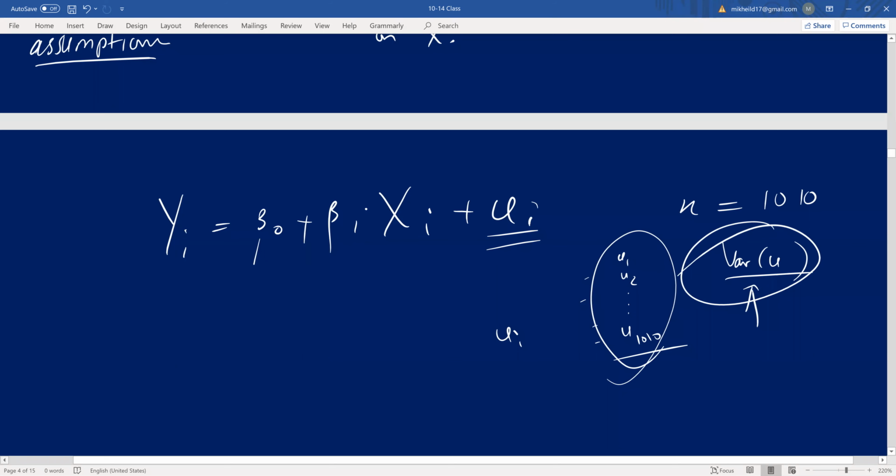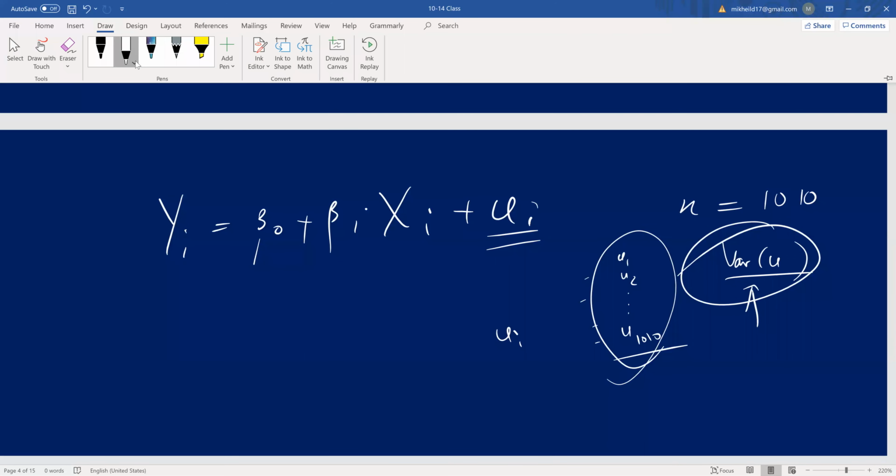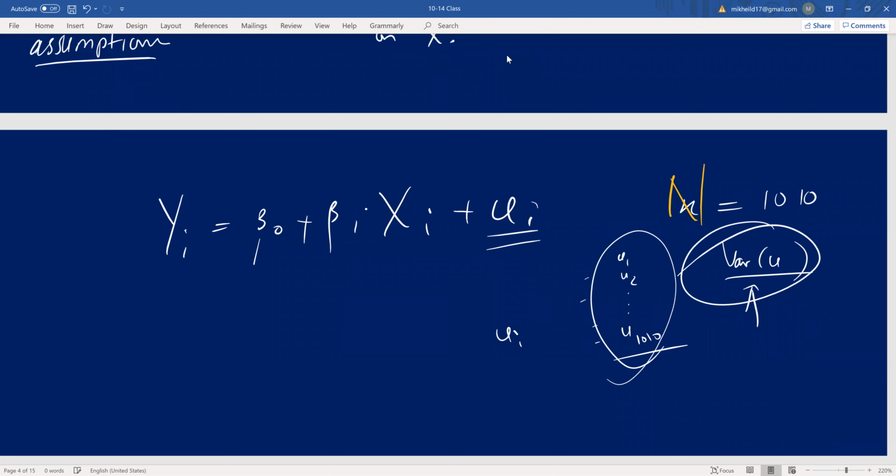So shouldn't that be a capital N equals 1010, representing the population size? I mean, you caught my mistake, but that makes me happy. It should be capital N. I will just fix this. That's a very good note. But that's the only mistake. I'm sure you'll do well in the exam. If you notice this, then you'll be able to do stuff well.